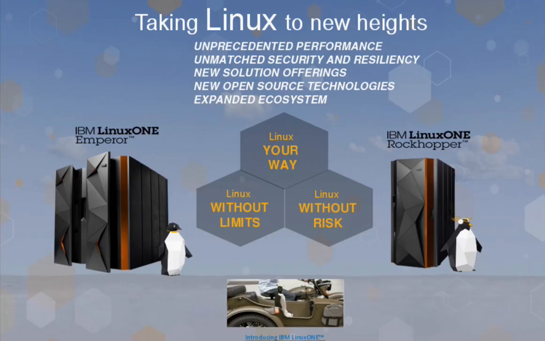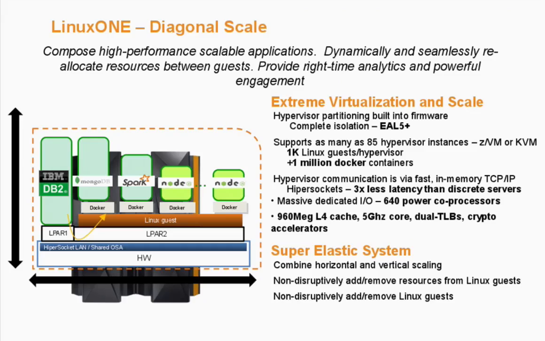Down on the showroom floor, you'll see one of these models, the LinuxONE Rockhopper. That's the smaller of the two models that we have. The other, bigger one is the LinuxONE Emperor, which is essentially a double-wide version of the one that's out there on the floor.